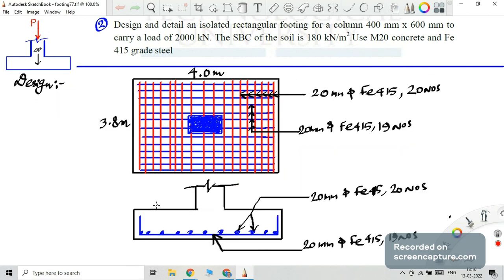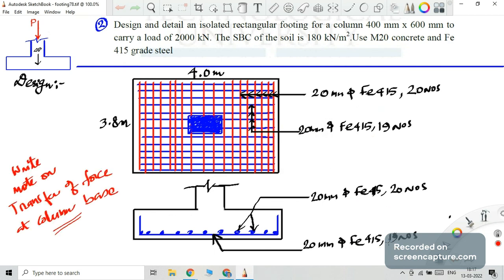Give the labeling like this, and also try to adopt this in your AutoCAD drawing in future whenever you give a design and detail it in AutoCAD. Try to use the same way.